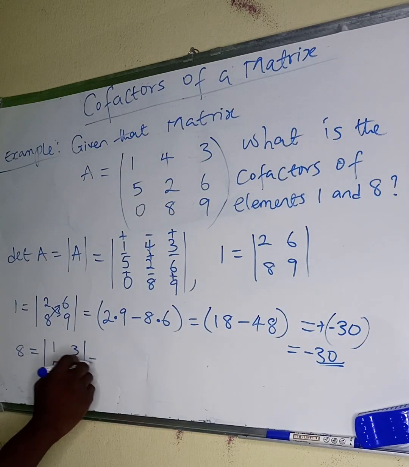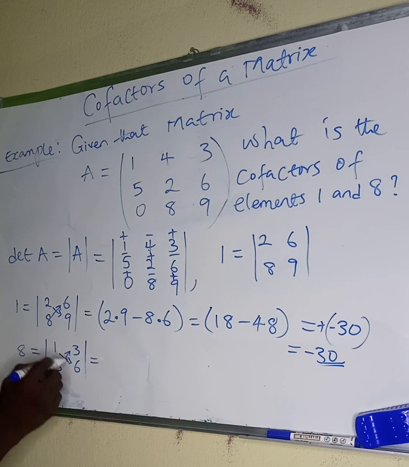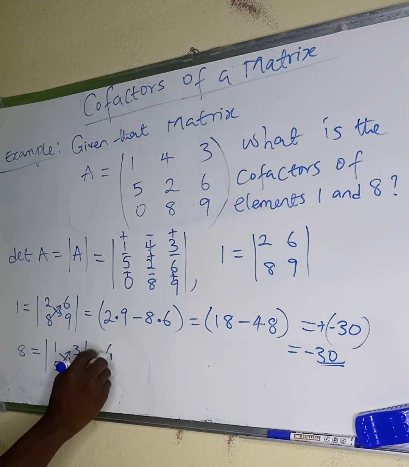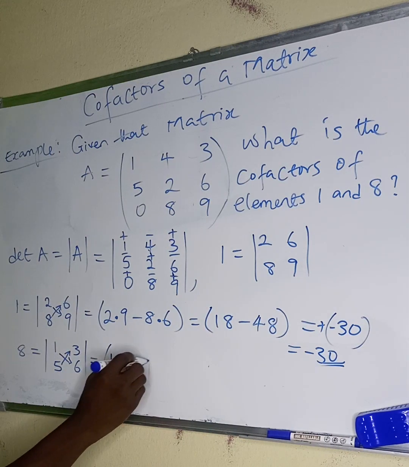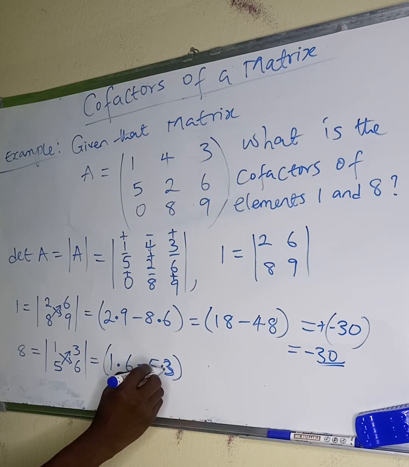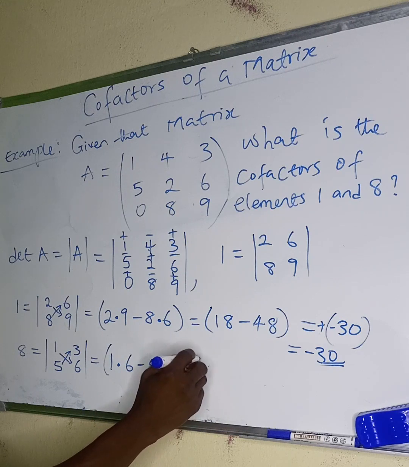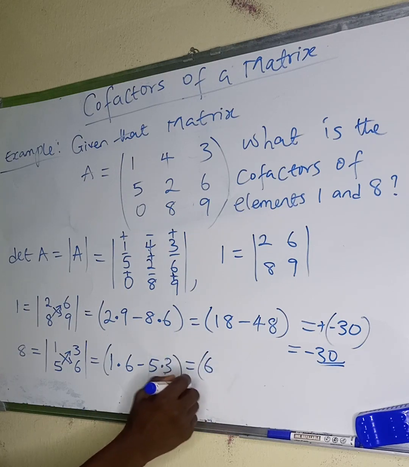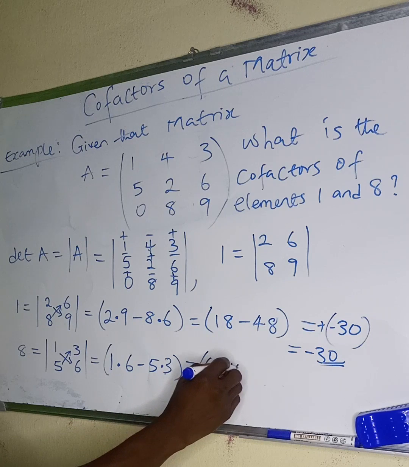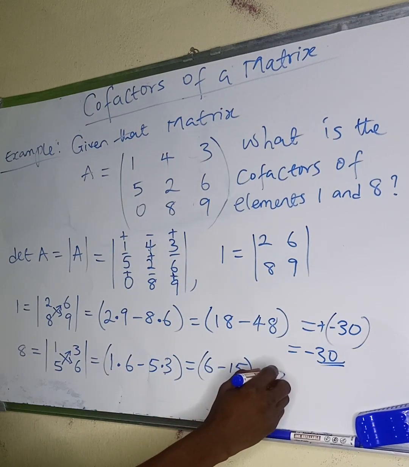Now let's proceed. So this will be equal to 1 multiplied by 6 minus 5 multiplied by 3. And this will be equal to 1 multiplied by 6 will give us 6, minus 5 multiplied by 3 will give us 15. And then we have a negative 9.